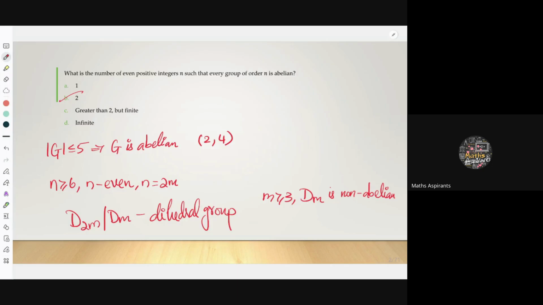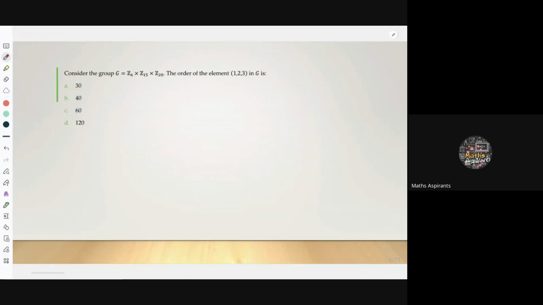I see some people have answered in the chat. Anyways, let's move on to the next question. This is about computing the order of an element in the product of groups. This is a question from the ISI entrance exam.